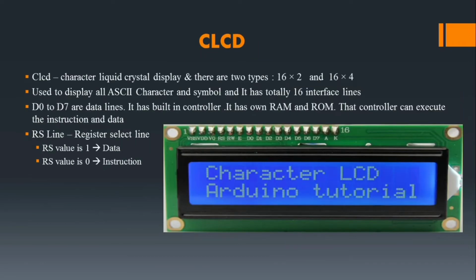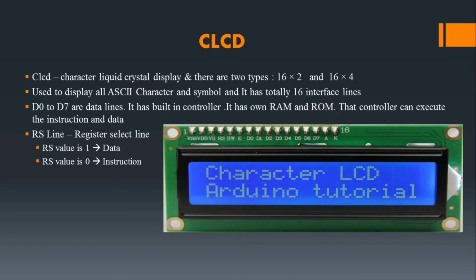So next, CLCD. CLCD stands for character liquid crystal display, and there are two types, 16 by 2 and 16 by 4, used to display all ASCII characters and symbols. It has a total of 16 interface lines, D0 to D7 being the data lines.